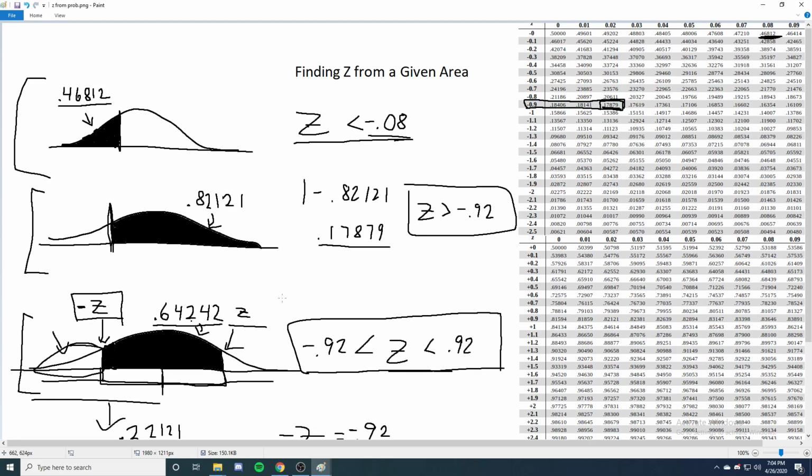So overall, you just want to figure out the area to the left of the z that you're trying to find, and then from there you can work with that and get the final answer. The ones that are just from the left or just from the right are usually going to be easier than the ones in the middle, but you're going to be following the same process for all the different types.